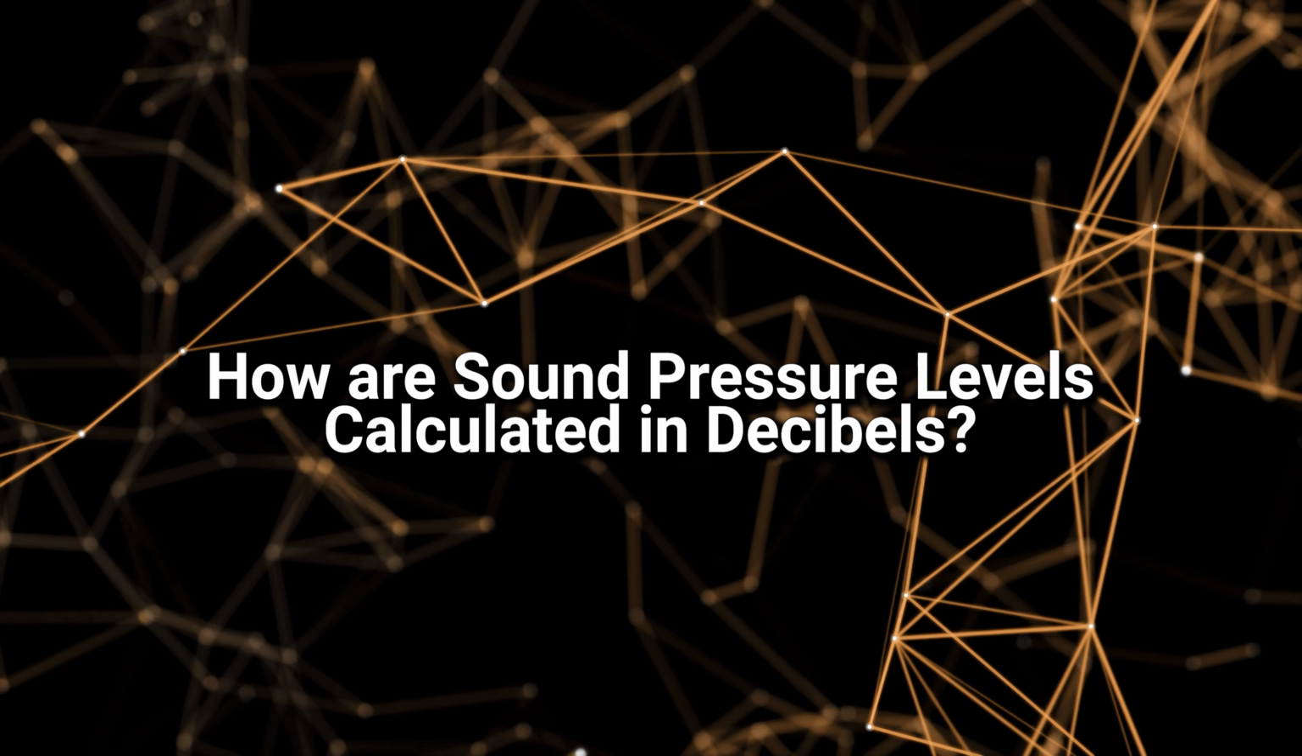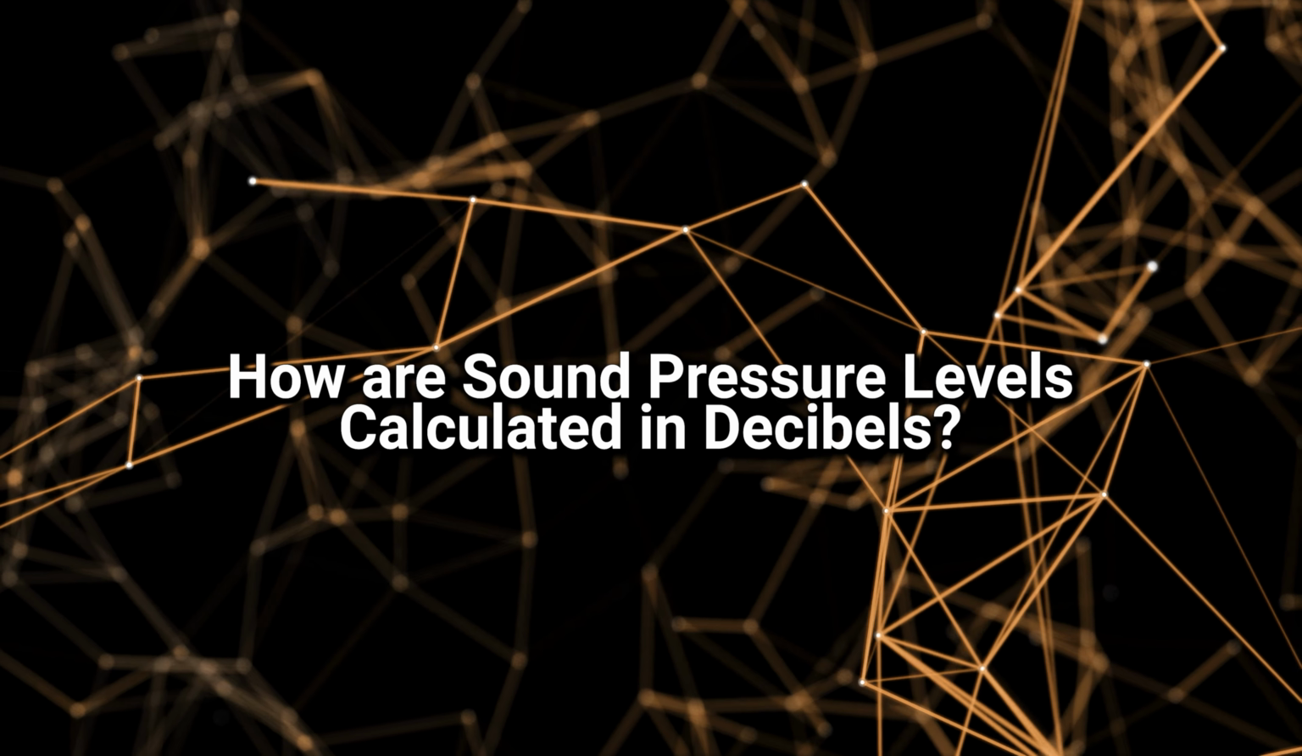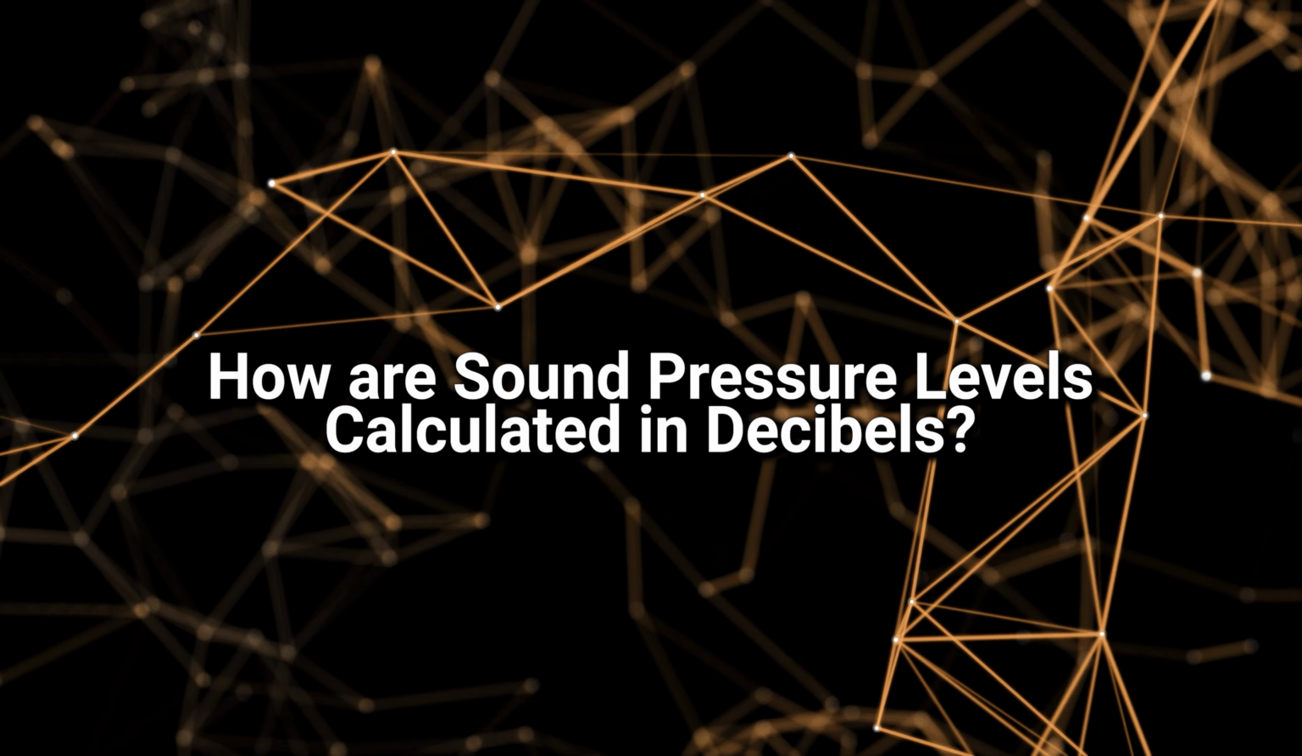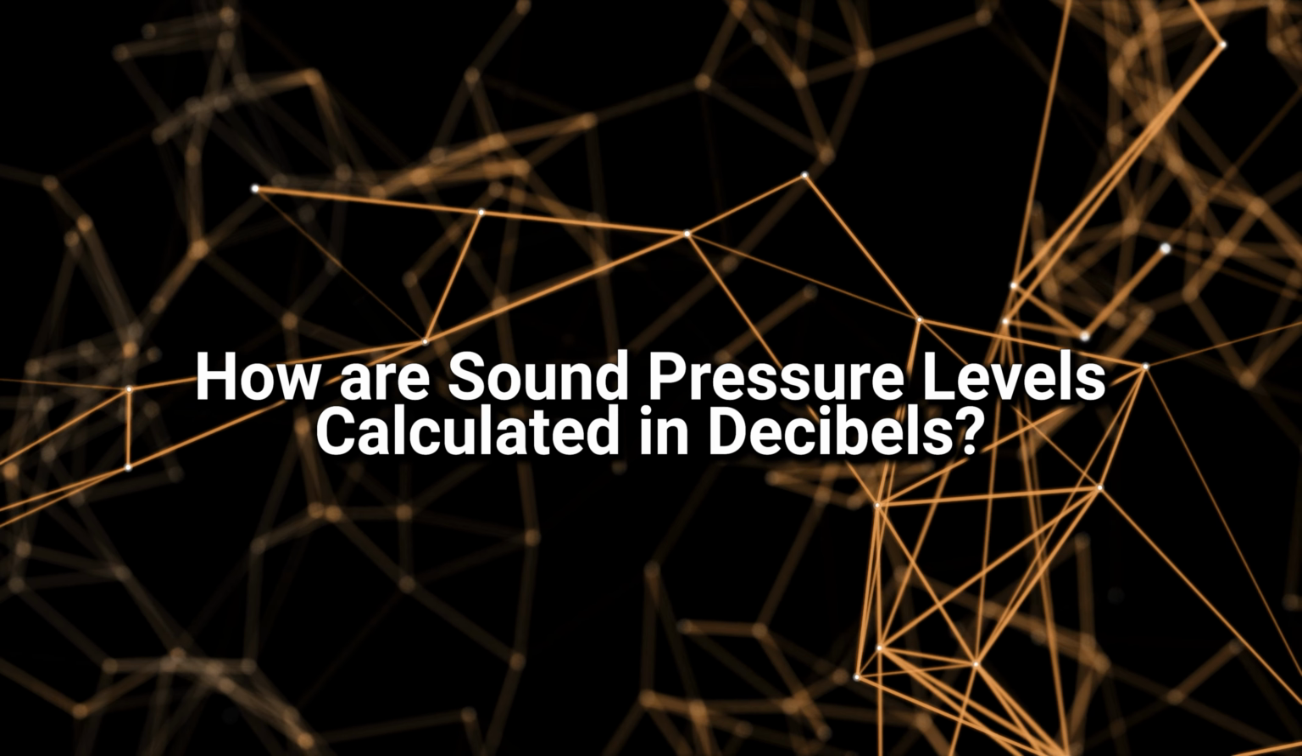In acoustics, we often use decibels to describe the ratio between two sound pressures, two sound powers, or two sound intensities. Now, how are sound pressure levels calculated in decibels? Let's take the most common one, at least for us, the ratio of sound pressures called the sound pressure level in decibels. To calculate it, broadly speaking, we divide the measured sound pressure, called P1 in pascals, by a reference sound pressure value, P0. It is usually 20 micropascals and is considered the threshold of human hearing. Here is the formula.